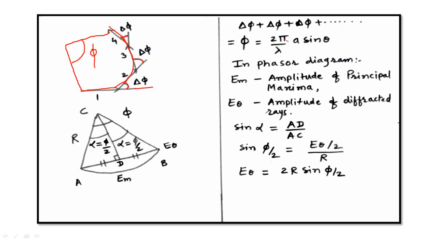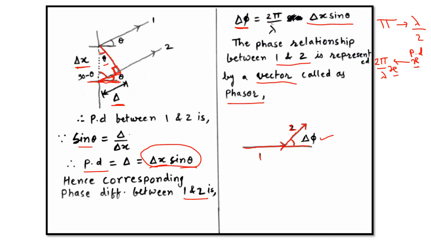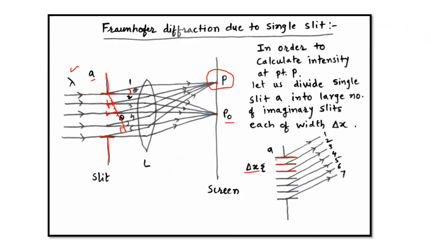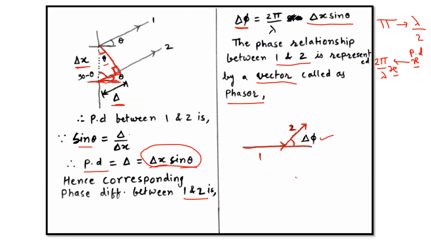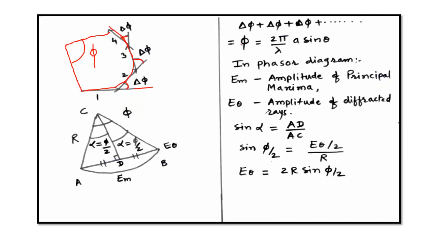That total phase difference phi will be equal to 2 pi by lambda into a sin theta, because my phase difference delta phi is 2 pi by lambda into delta x sin theta. So for delta phi plus delta phi plus delta phi and so on, 2 pi by lambda into sin theta will be common, and delta x plus delta x plus delta x and so on will ultimately be equal to this small a, which is the width of the slit. So this phase difference phi, equal to 2 pi by lambda into a sin theta, represents the total phase difference between the first and the last ray which are diffracted from the single slit.